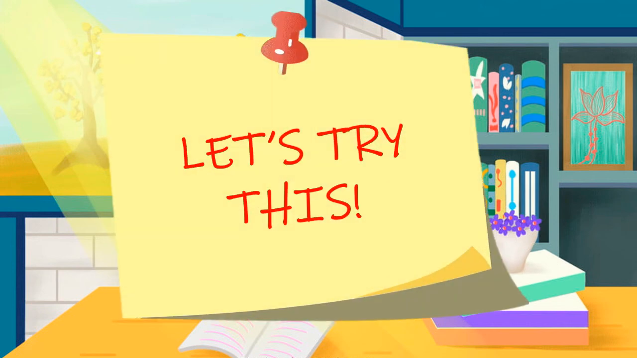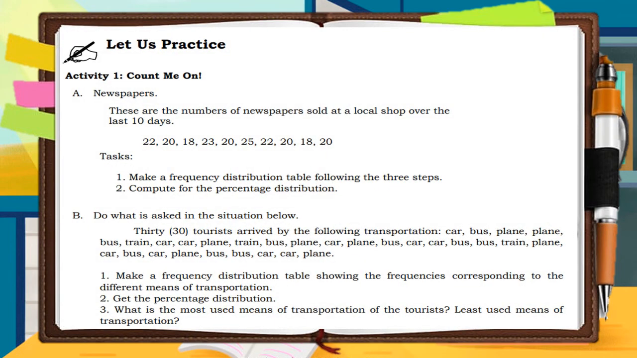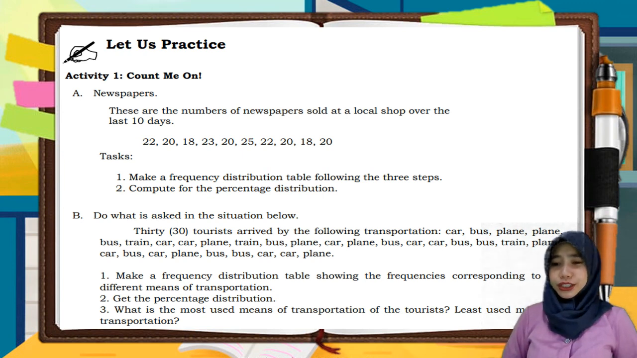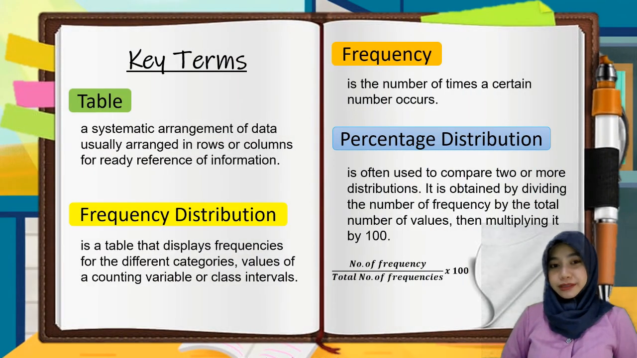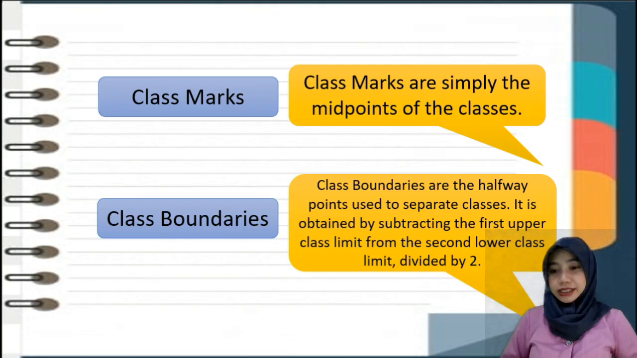Now that we want to construct the frequency distribution and to solve for the class marks and class boundaries, let's try this. In your self-learning module number 2 of quarter 4, we have the page 12 as your activity. You answer, let us practice. Did you find the activity easy or difficult? That's alright. There are more activities in your self-learning module. You can practice more in constructing the frequency distribution table. Just remember our key terms: table, frequency distribution, frequency, percentage distribution, grouped and ungrouped data, class marks, and class boundary.